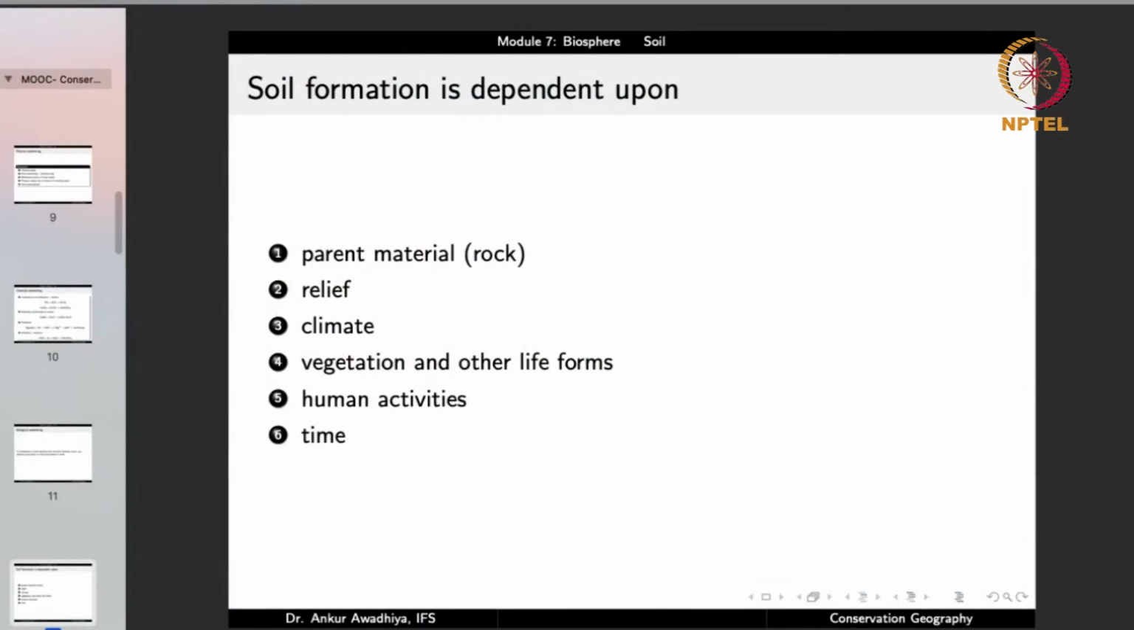So soil formation is dependent on the parent material or the rock, especially its hardness and constitution, the relief of the area, the climate of the area, vegetation and other life forms, human activities and time.